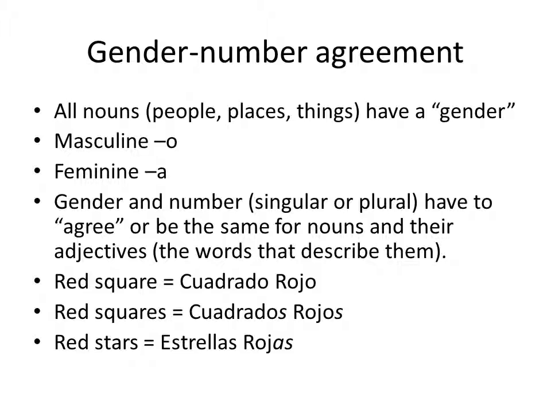Now I know this all sounds really confusing right now, but all we have to remember is that if the thing ends in an O, then the adjective, the thing that describes it, has to end in O. And if the thing ends in an A, the adjective also has to end in an A. And that's the same if it's plural, it ends in an S, and if it's singular, it does not.